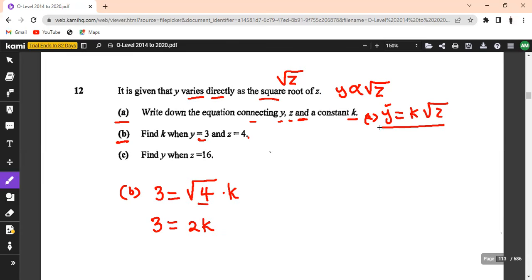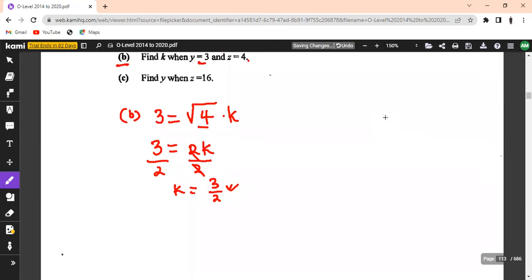So it's going to be 2k, divide by 2, divide by 2. So in this case, our k is going to be 3 over 2. That is our value of k. So you are done. You can write it as a decimal, as a fraction, as a mixed fraction, but this is your value of k like that. You're done. So that was it.